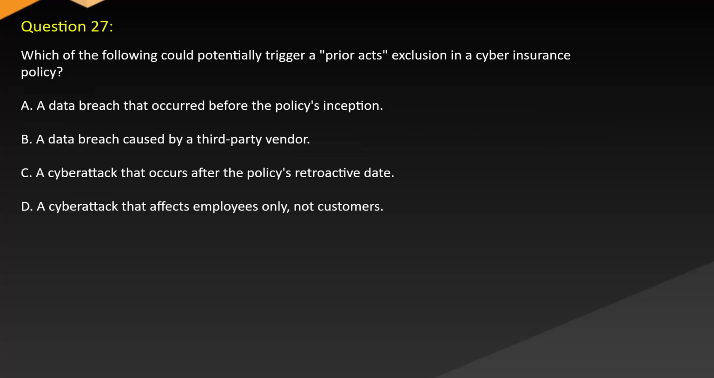Question 27. Which of the following could potentially trigger a prior acts exclusion in a cyber insurance policy? A. A data breach that occurred before the policy's inception. B. A data breach caused by a third-party vendor. C. A cyber attack that occurs after the policy's retroactive date. D. A cyber attack that affects employees only, not customers.